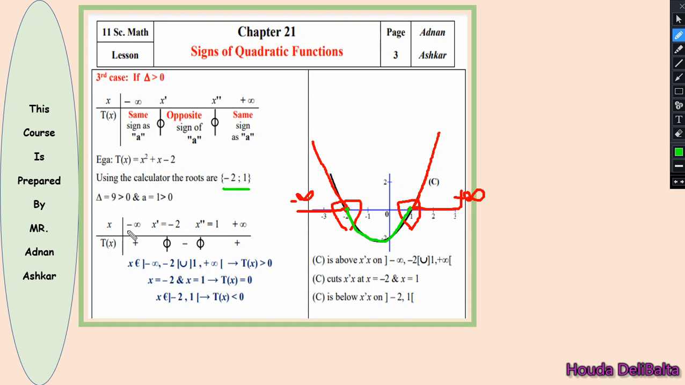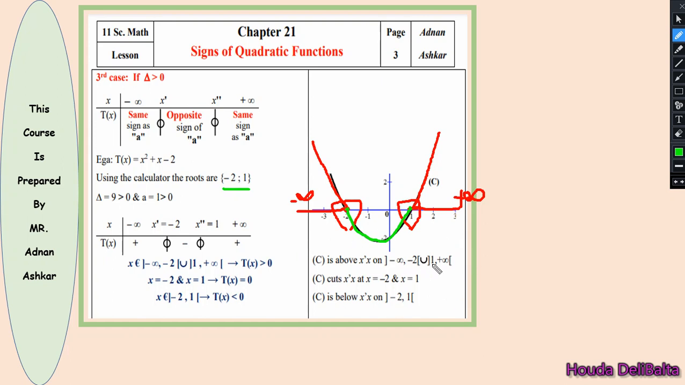We start with minus infinity, minus 2, and 1. So we arrange the roots in increasing order, from the smaller to the larger. We put zeros because f of x equals 0 at these roots. And now let's use the ideas here.